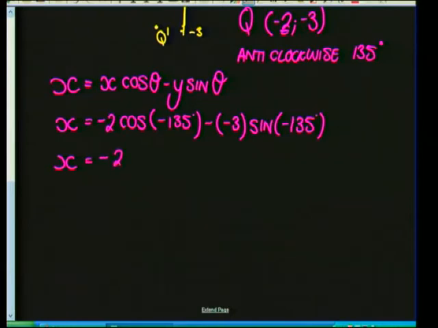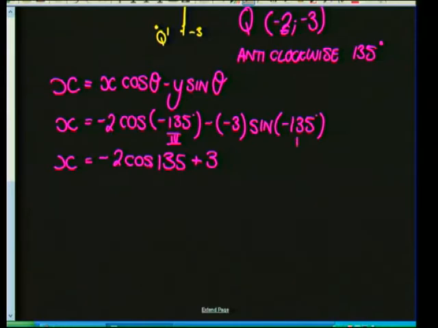-2, let's take this one step at a time. Negative 135 degrees, remember that would indicate that we are in our fourth quadrant. Anything that's a negative angle is quadrant 4. Now cos in quadrant 4 is actually positive, so that will become a positive cos 135. These two negatives, negative times negative is going to make positive 3.